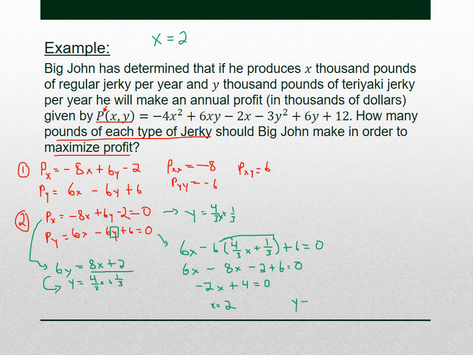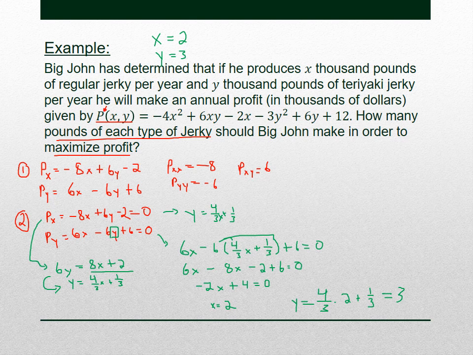So I'm going to write that up here. X equals 2. That was what we got using the green guy. Now solving for y, what do we get? Well, if y is 4/3 times x, that's 4/3 times 2 plus 1/3. 4/3 times 2 would be 8/3 plus 1/3 would be 9/3, and 9/3 is 3. So we get y equals 3.